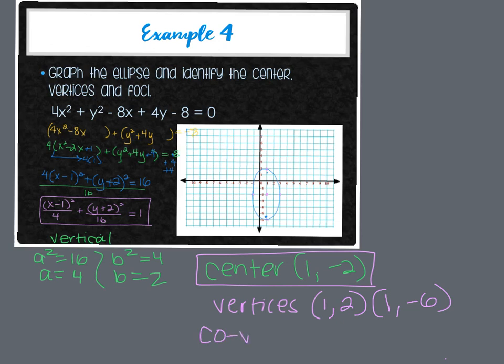The co-vertices would have been along the horizontal. So this time the x is changing. So I went right and left 2, subtract 2 from that 1, I get -1, -2, add 2 to it, and I get (3, -2).